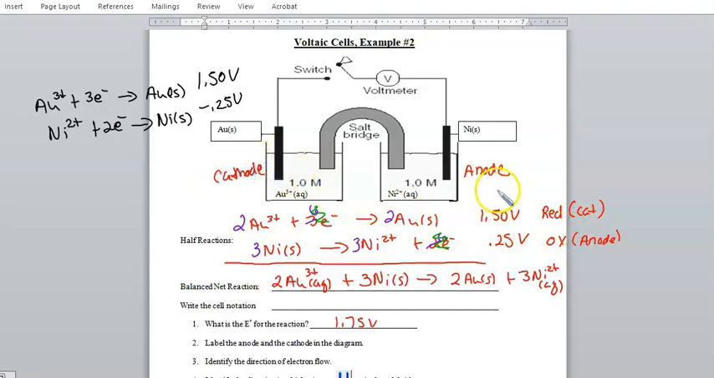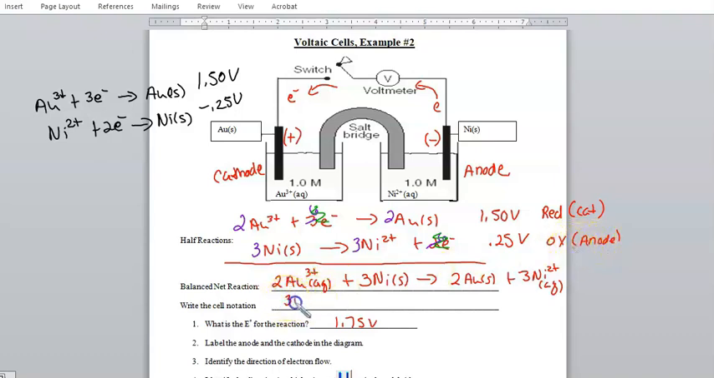Okay, so anode, cathode. So with that, I'm going to go ahead and do several things. Anode gets a negative charge. Cathode gets a positive charge. Electrons flow from the anode to the cathode. That's the direction, always alphabetical order, anode to cathode. So my electrons aren't going that direction, my electrons are going that direction.